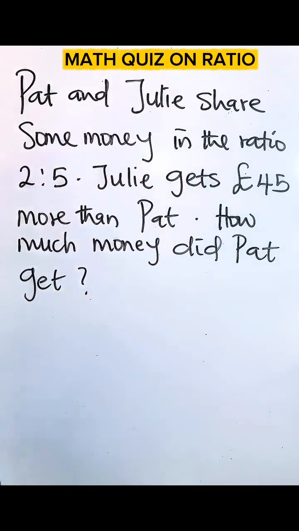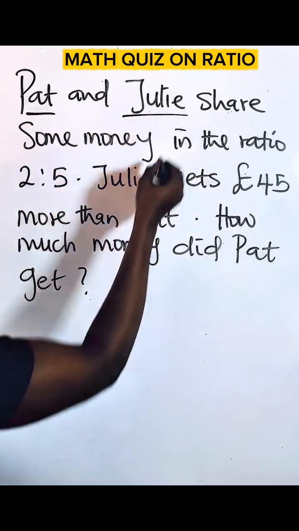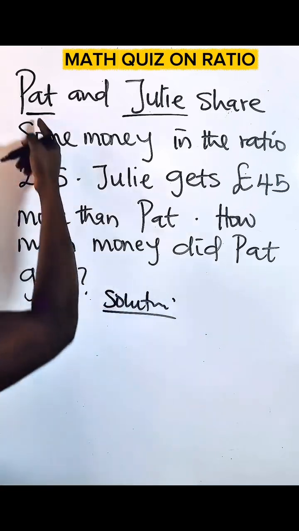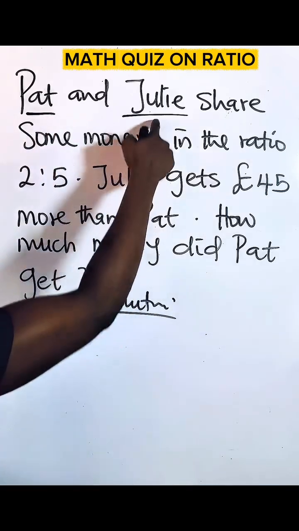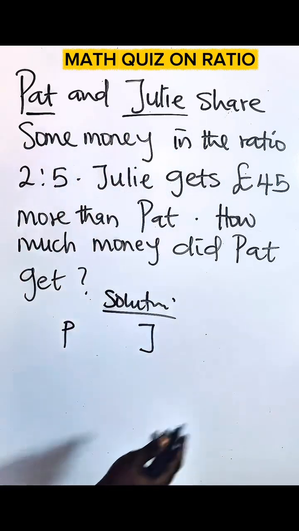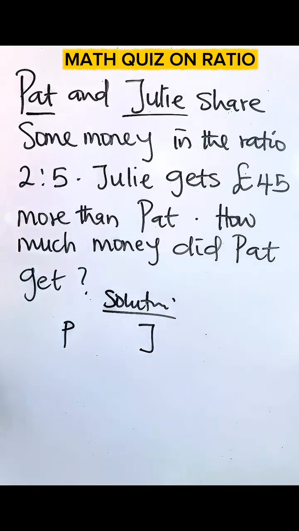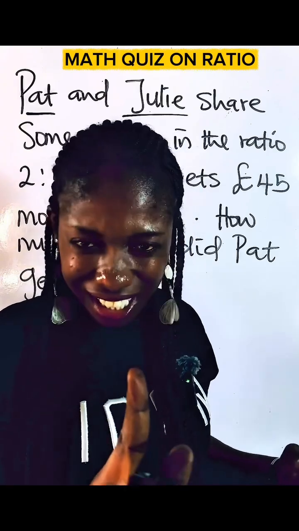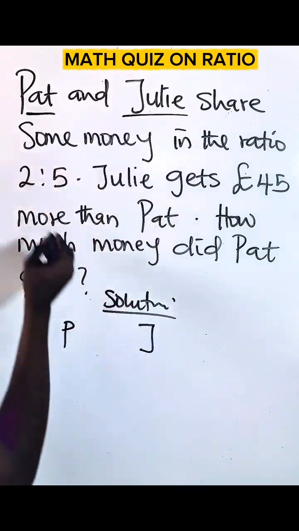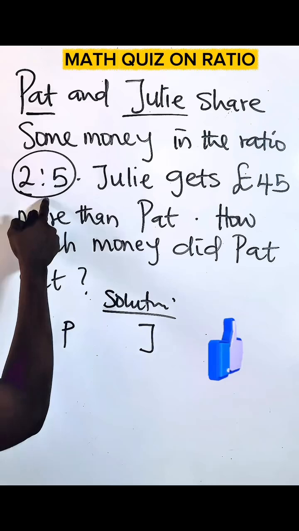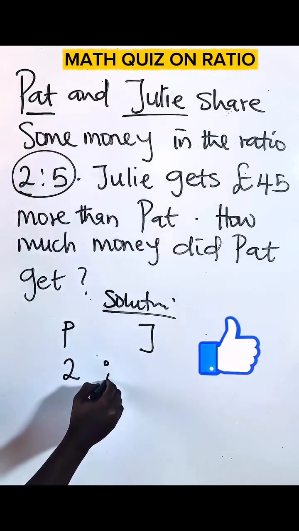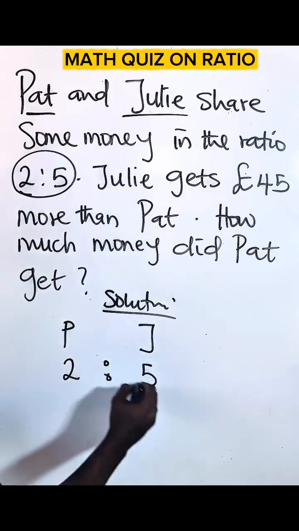Now, you are given these two people, so we begin solving. So these are solutions. We have Pat and Julie. They share a certain amount of money. They didn't tell us how much money they shared, but there's something significant here. They shared it in this ratio. You know, the first person goes with the first ratio. So Pat takes 2, then Julie takes 5.